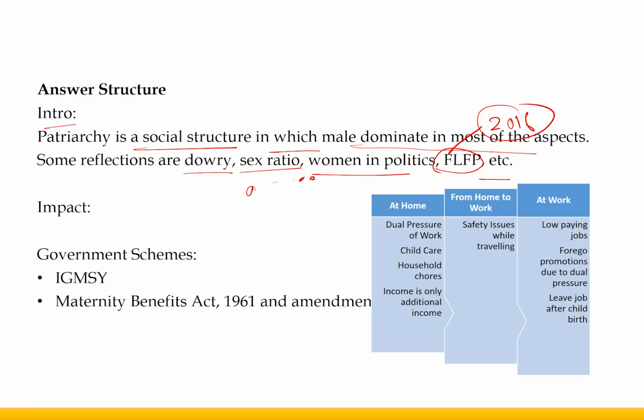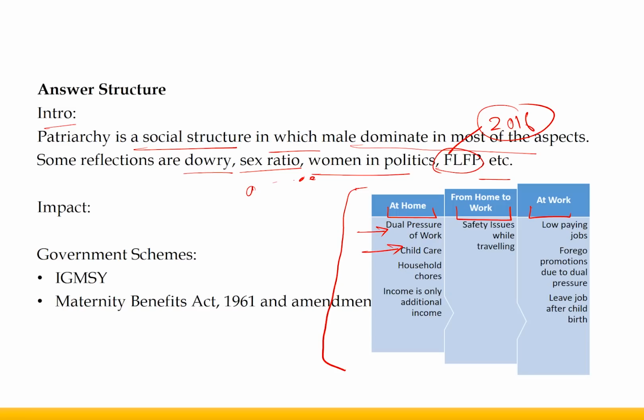Now, the body of the question I have shown through this flowchart. As you can see, I've divided it into three parts: women at home, women at work, and women traveling from home to work. So how is patriarchy affecting their position? At home they have dual pressure because they have to work, and also do the household work as well.